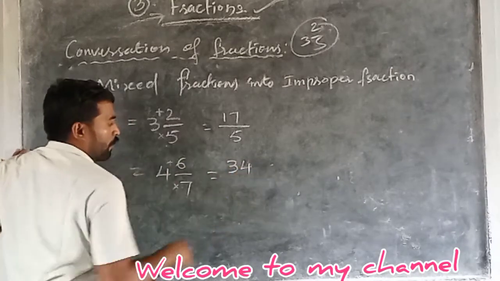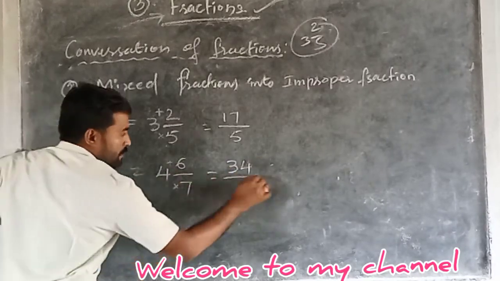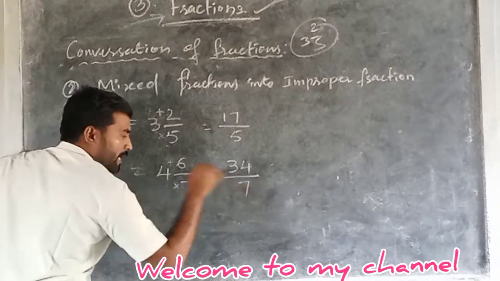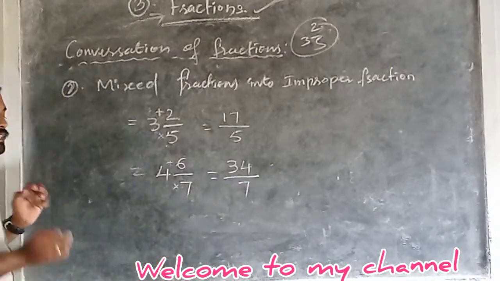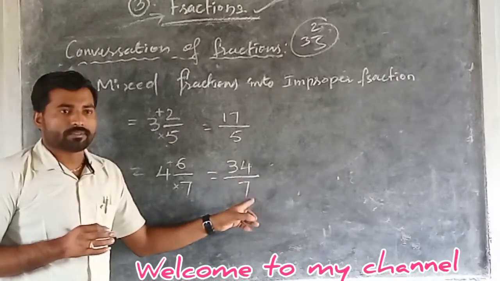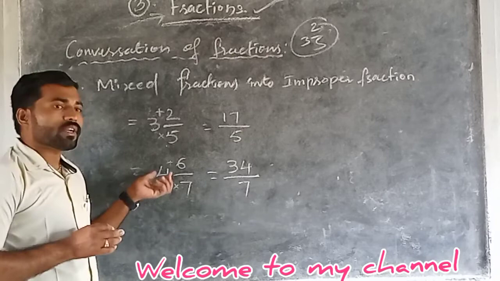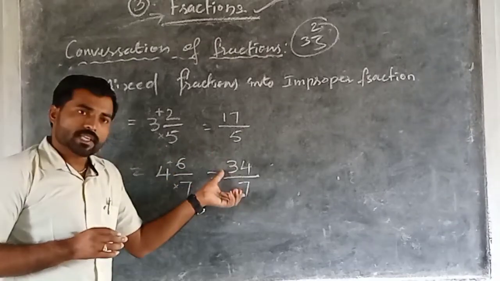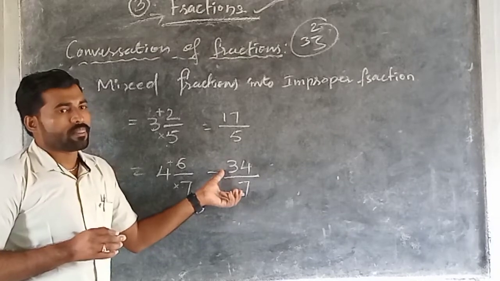Then 34 by, what is our denominator? 7. So you can write 7. So that means our answer is 34 by 7. 4 6 by 7 is a mixed fraction, and now we have written it as an improper fraction.